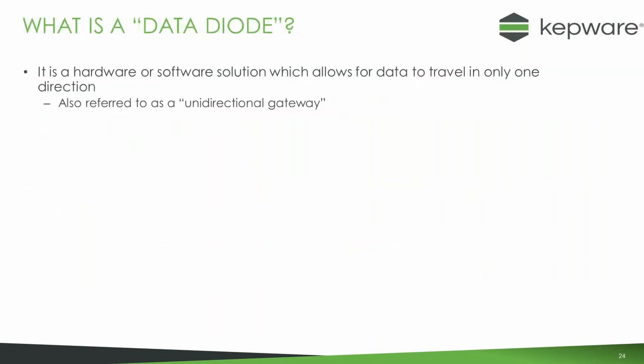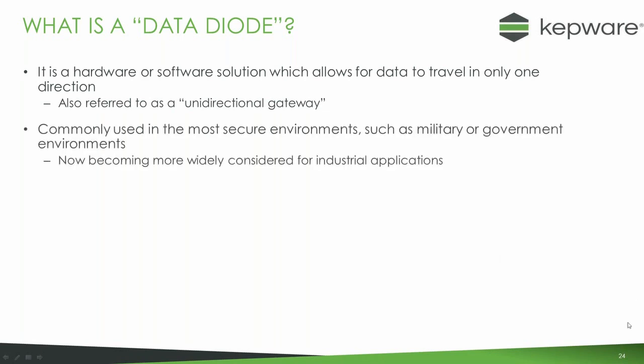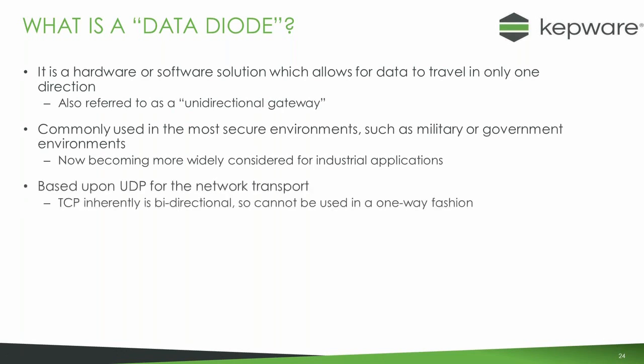So a little bit about what a data diode is. Now, these have been around for a little while, and they're often referred to as unidirectional gateways. And in the past, they've consisted mostly of hardware applications rather than software applications. But you can do it using software if you know what you're doing, and this is where the KEPWARE solution comes in. Because it's handling data in only one direction, TCP can't be used because TCP is inherently bidirectional. So you have to rely on UDP as the transport method between the two networks.